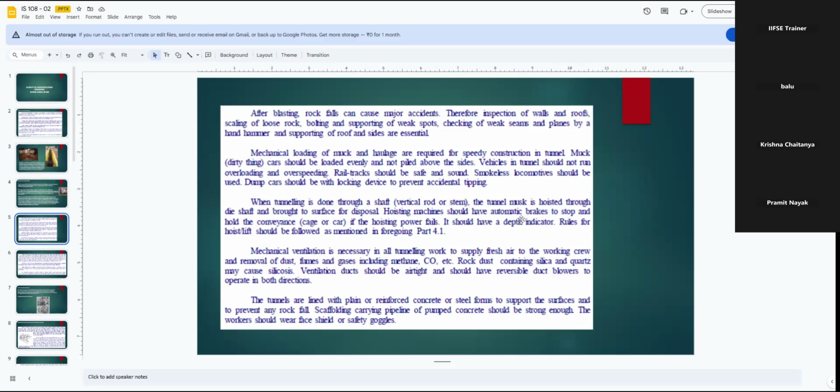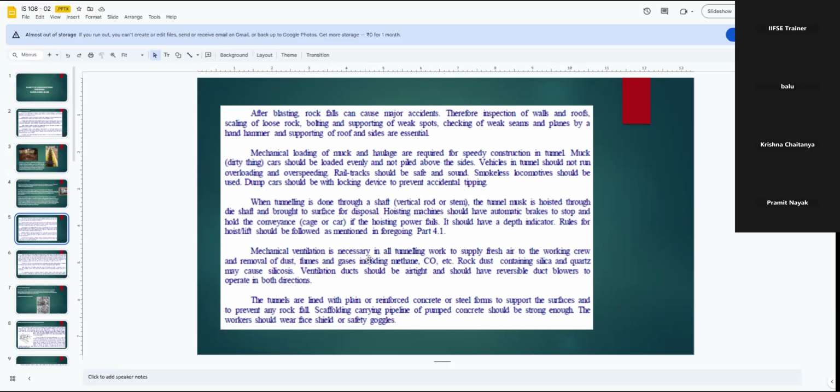Then the hoisting machine should have automatic brakes to stop or hold the conveyance if the hoisting power fails, and there should be a depth indicator. Rules for the hoist and lift should be followed as mentioned. So basically, it should have an automatic brake system, and we should also have instructions for the hoist and lift movement and operations.